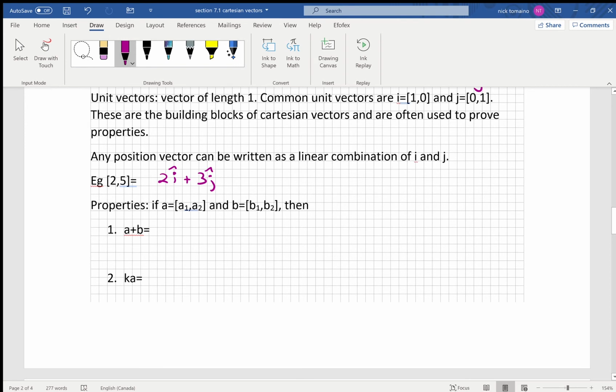Properties. So when we're adding two vectors, we simply add the x coordinates, and the y coordinates. So it'll be a1 plus b1, comma, a2 plus b2. Okay, and to multiply a vector by a scalar, which is just a number, you just multiply each coordinate. So it would be k times a1, k times a2. Okay, and the a1 is your x, your a2 is your y, right? Okay, same thing here.